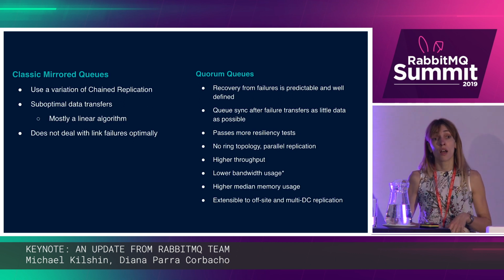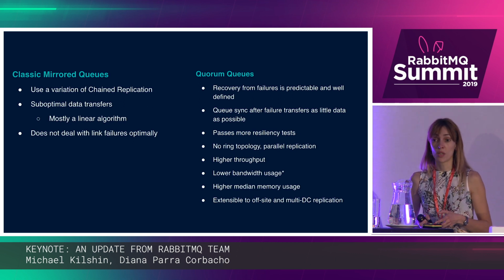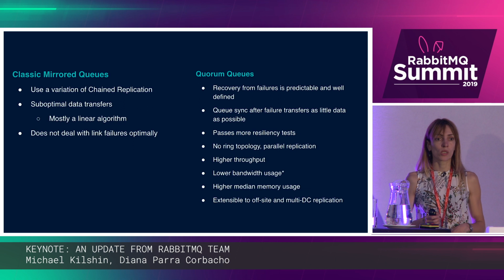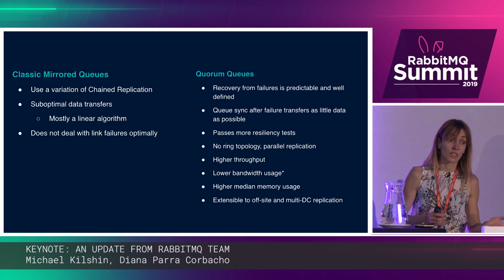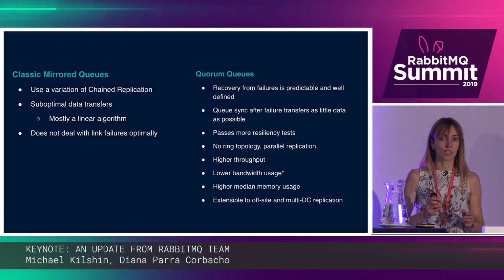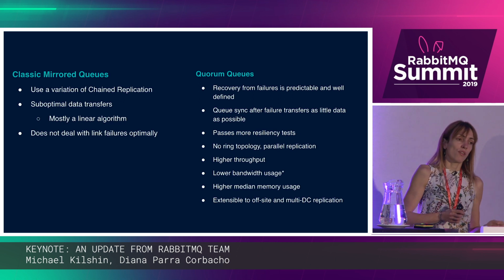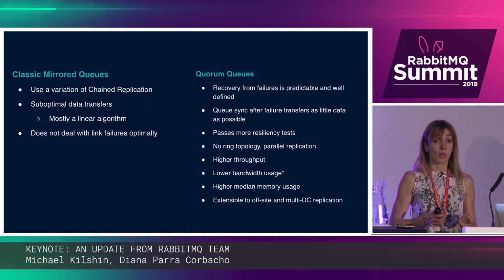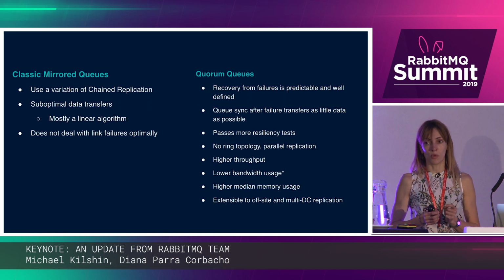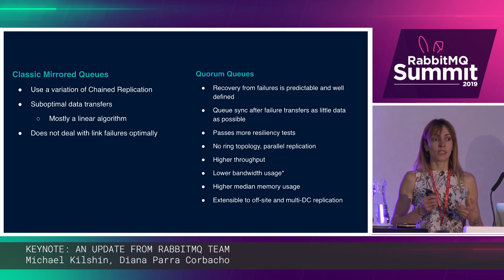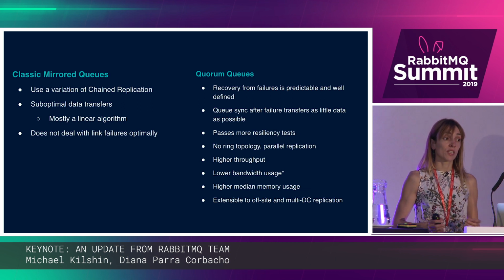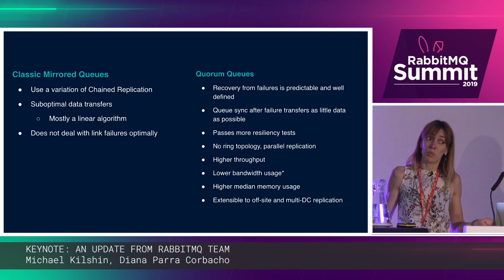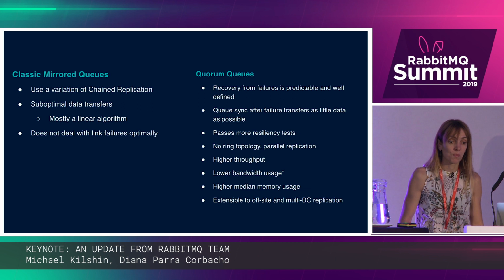Quorum queues, on the other hand, are based on the Raft consensus algorithm. The way they recover from failures is predictable and very well defined. Also, the way a new leader, what was called before master, is selected is very well defined and takes very little time. If a mirror goes down, that is now called a follower or a leader, the recovery is very quick and the transfer of data is very small. And also when a follower is syncing, your queue is still available. That didn't happen with mirror queues. If you had a slave syncing, the queue wasn't available during that time. That sometimes could be quite long if there was a big backlog.